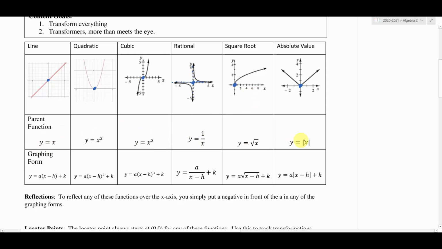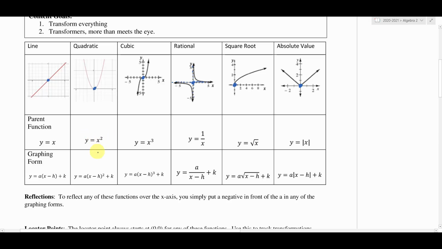This next row tells us all of the parent functions. When we say parent function, I like to think of it as the easiest version of this type of function that we can think of. So it's the function before any of the transformations have occurred. This is the most basic line there is. It's y equals x. This is before we add any a, h, or k values to the equation. Same thing here with the quadratic. The easiest parabola is y equals x squared. You'll notice a, h, and k not written in there because we haven't done anything to that parabola.